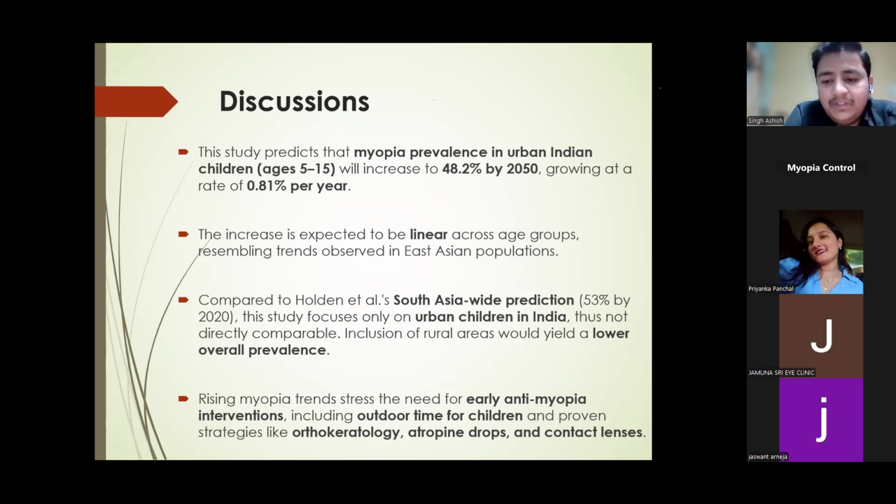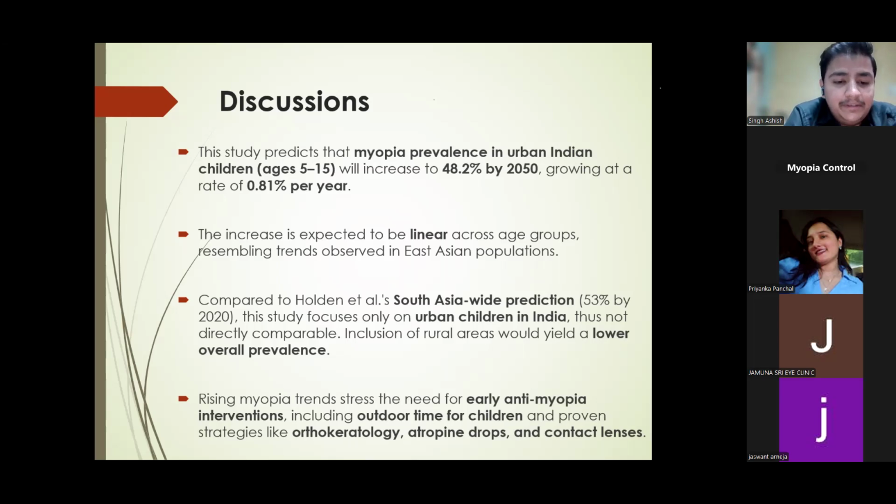In second place is China, with almost 70 to 80% prevalence in high school kids. And third is Korea. Compared to this, South Asia wide prediction is 53% by 2020. This study focuses on urban children in India, thus not directly comparable. Inclusion of rural areas would yield a lower overall prevalence.